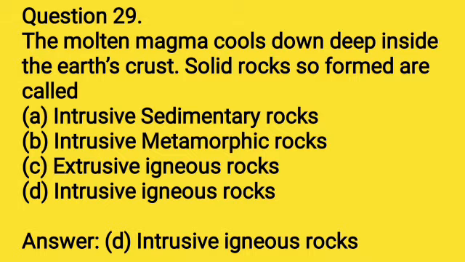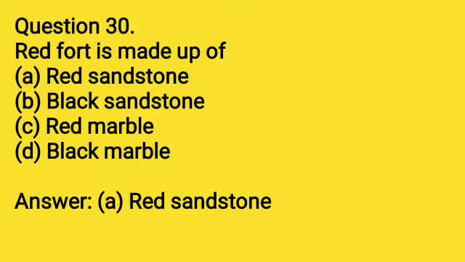Question 29. The molten magma cools down deep inside the Earth's crust. Solid rocks so formed are called A. Intrusive sedimentary rocks. B. Intrusive metamorphic rocks. C. Extrusive igneous rocks. D. Intrusive igneous rocks. Answer D. Intrusive igneous rocks. Question 30. Red Fort is made up of A.